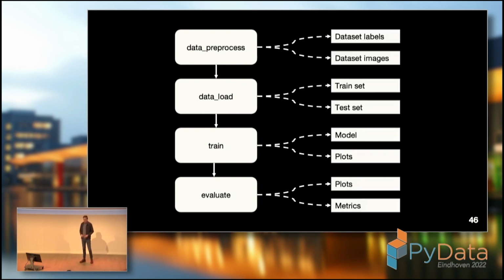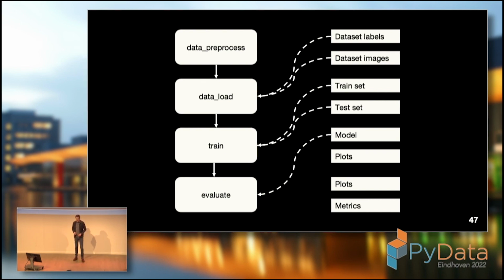And each of these stages produces outputs. So, for example, the pre-processing stage, in this case, we get a data set with labels and a data set with images. And that's all nice and good. So we have the outputs tracked. But then those outputs are also inputs for the next stages. So the data load stage will only kick off once DVC detects that the data set labels and the data set images have been generated.